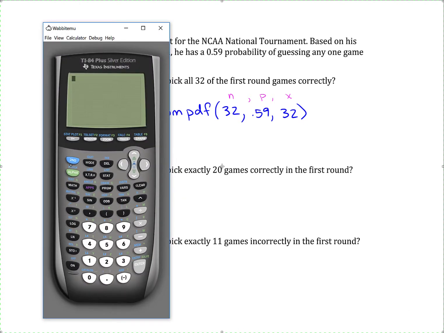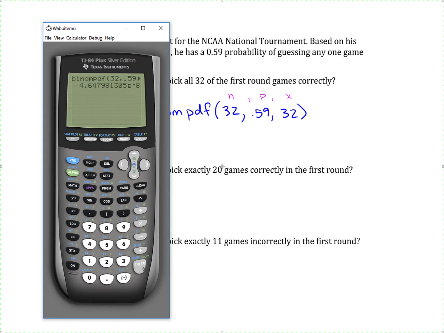So using the calculator, we'll hit second and vars, which will take us to the distributions menu. If we come down, we will run into binom PDF, the function we're interested in. We'll give it those three inputs, 32, 0.59, 32, separate each input by commas, and that will give us our answer.